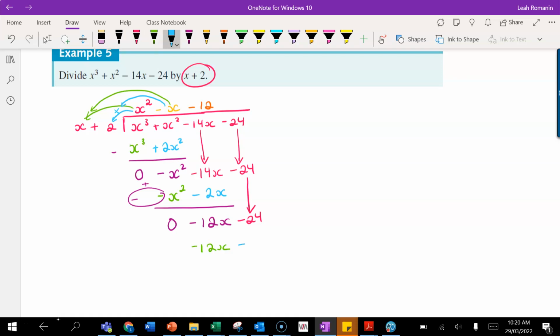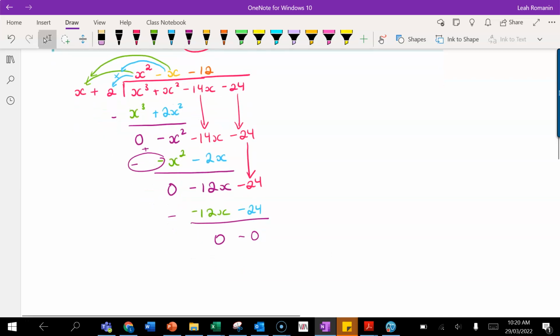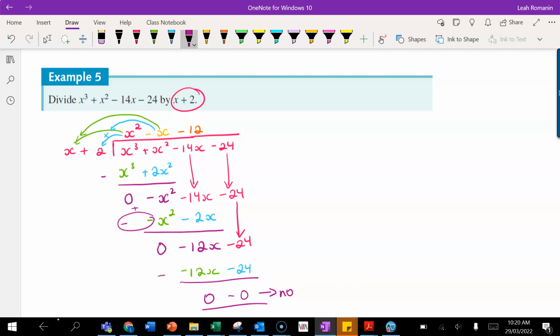Now, you can see here that something really convenient has happened, that everything's actually going to cancel out. So negative 12x minus negative 12x, that's going to be 0 because remember these two turn to a plus. Negative 24 plus 24 is also going to be 0. So I'm going to end up with 0. Now, when this situation happens, it means I have no remainder. It means that x plus 2 has perfectly been divided into my polynomial.